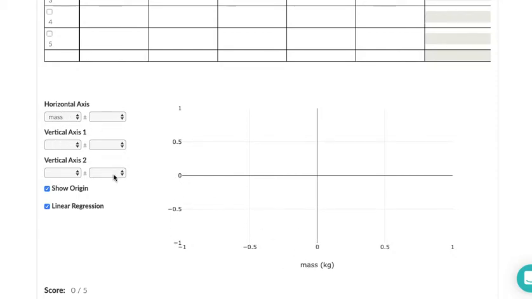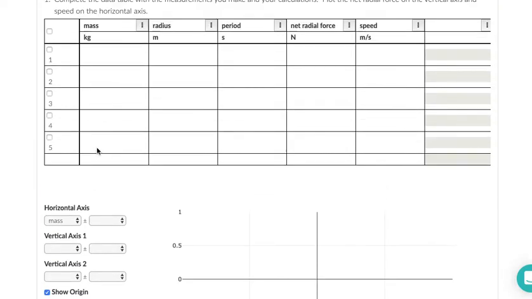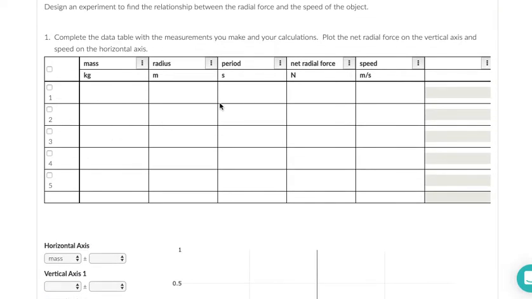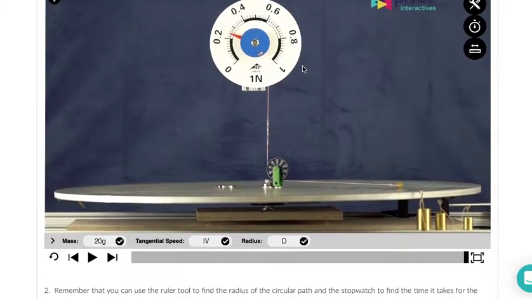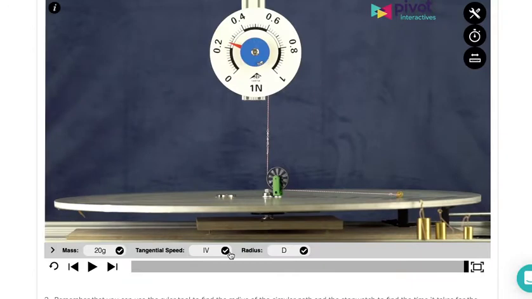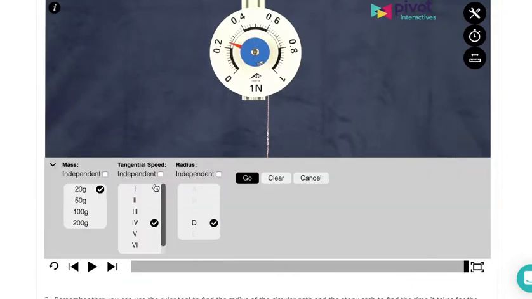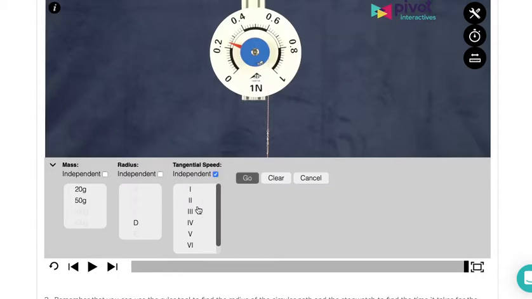And these are some buttons to help change what variables are on the axis. So let's go ahead and take a look at the video up top where we're changing the speed and measuring the radial net force. So first of all, to make the speed or tangential speed our independent variable, we have to open that up and we're gonna click independent, which will push that to the far right.